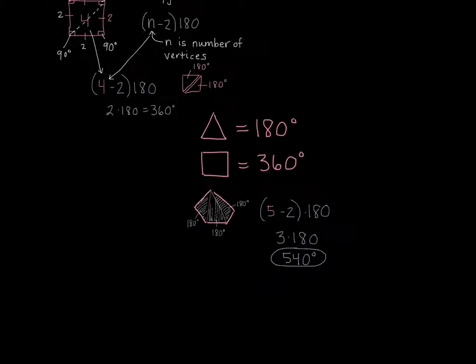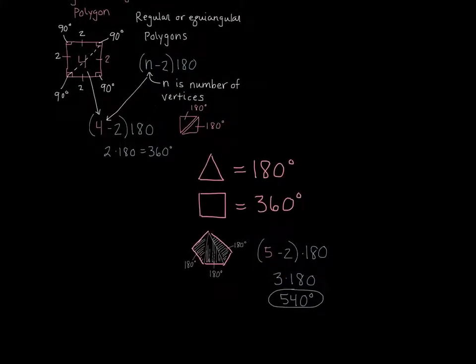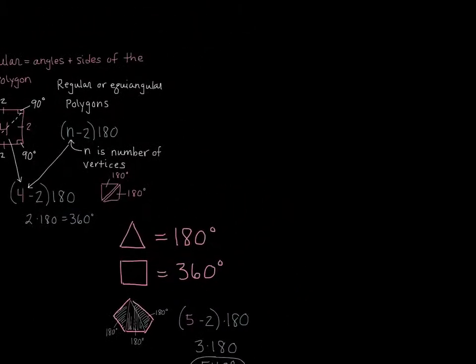The same thing holds true for a hexagon. You can just keep breaking them into successively more triangles, and each time you add a side, so this went from a 3-sided figure to a 4-sided figure, well, I went up by 180. I went from a 4-sided to a 5-sided, and it went up by another 180. So this is the pattern you want to remember here. N minus 2 times 180.